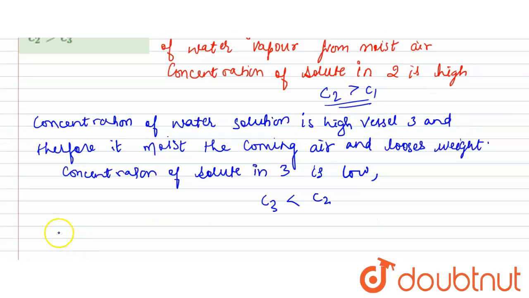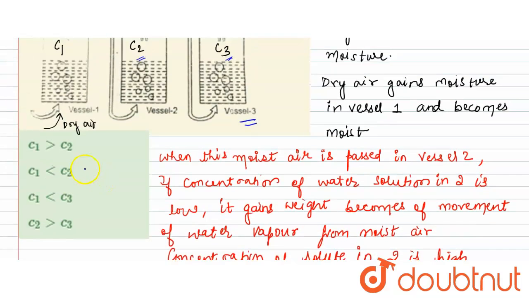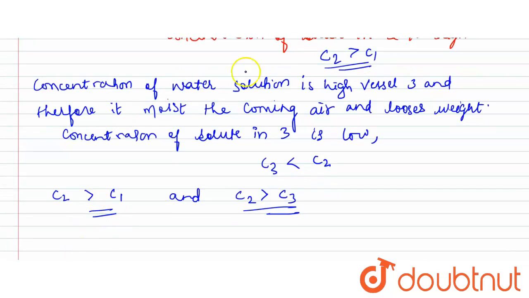So finally you will have two relations, C2 greater than C1 and C2 greater than C3, right? So which is correct? C2 greater than C1 and C2 greater than C3. So options B and D are correct. So you will write here that options B and D are correct, right? I hope you have understood.